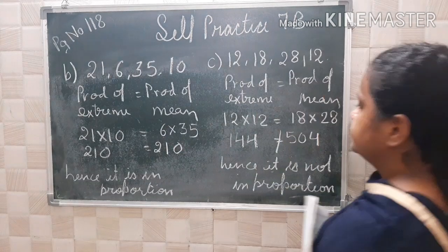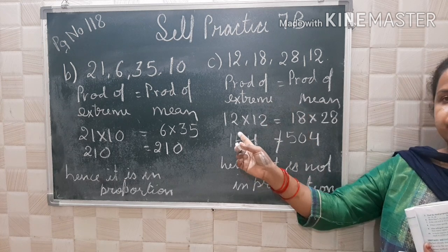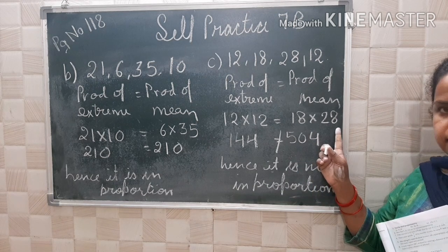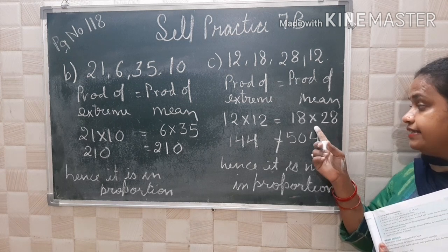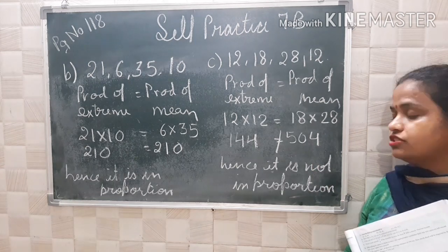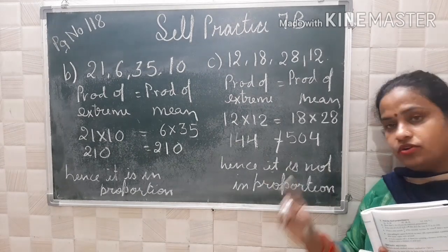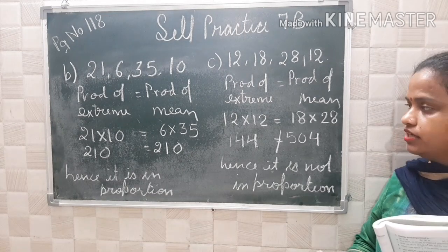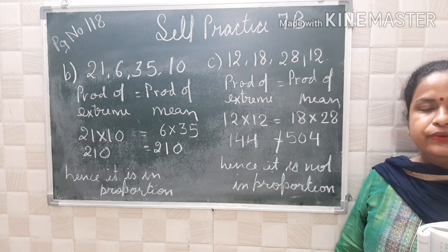You can see here product of extreme should be equal to product of mean. What is product of extreme? 12 into 12, and product of mean is 18 into 28. Correct? So you will have 18 8s are 144, carry 14, 18 2s are 36, 36 plus 14, that is 50, 504. Are they equal both? No. They are not equal to each other. Hence, they are not in proportion. And here they are equal, so they are in proportion. Is it clear to you all?